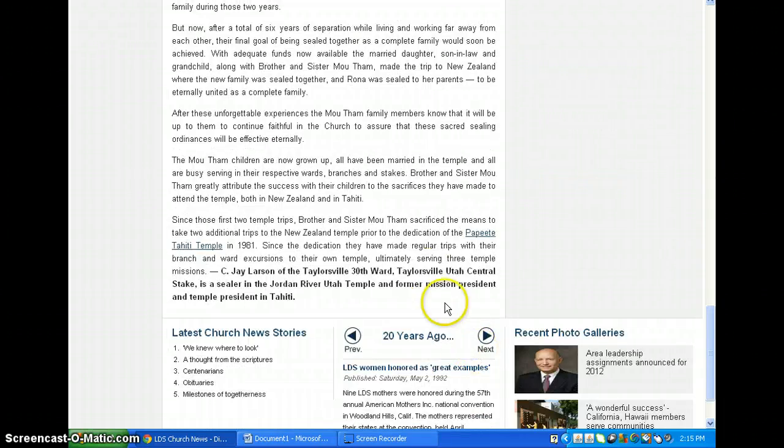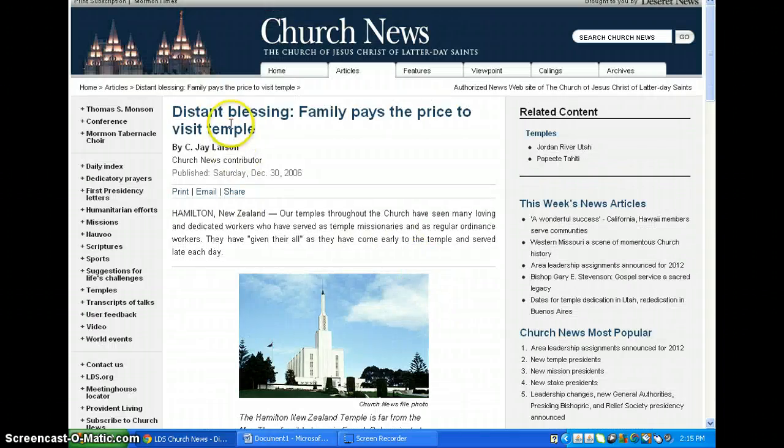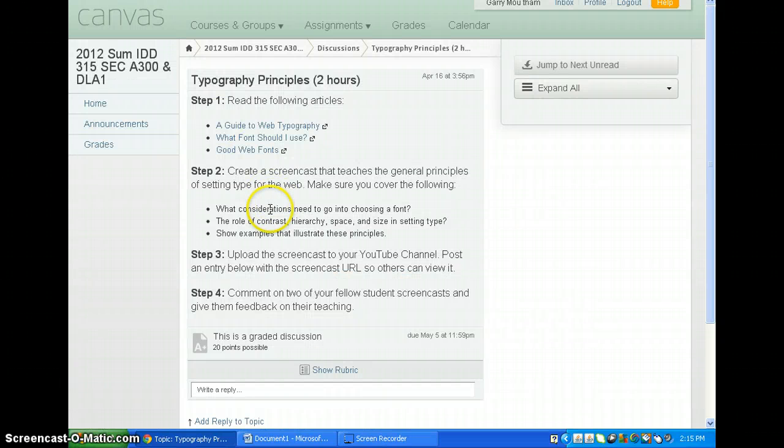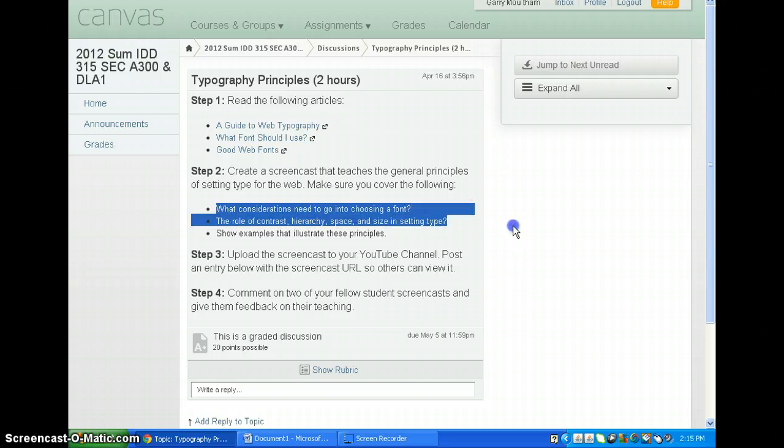And then over here you have the content and the explanation of the title, the subtitle, I should say. So yeah, this is a good example from the church news website that I found that can answer in a perfect way these two questions over here.